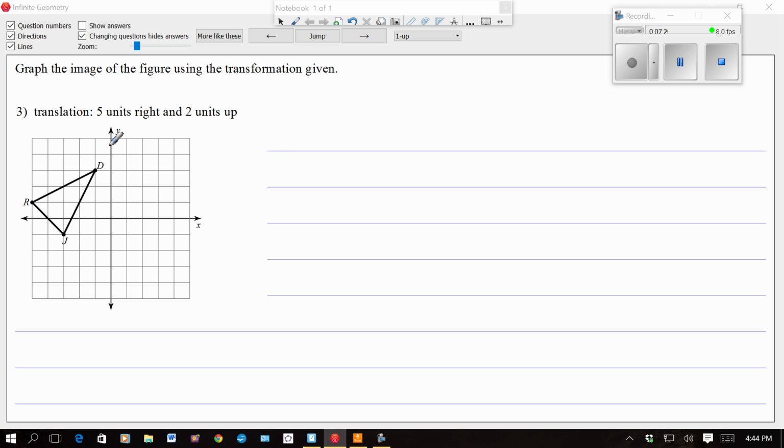So first thing is move object. This is a triangle, and I want to follow the directions while I move it. I want to move 5 units to the right, and 2 units up. So I'm going to go 1, 2, 3, 4, 5, and 1, 2 up.